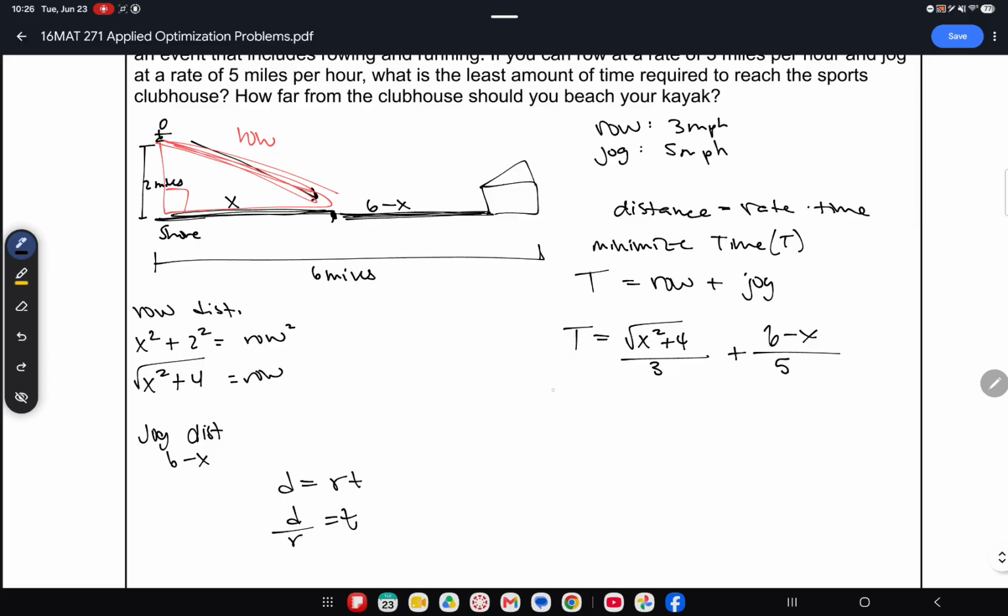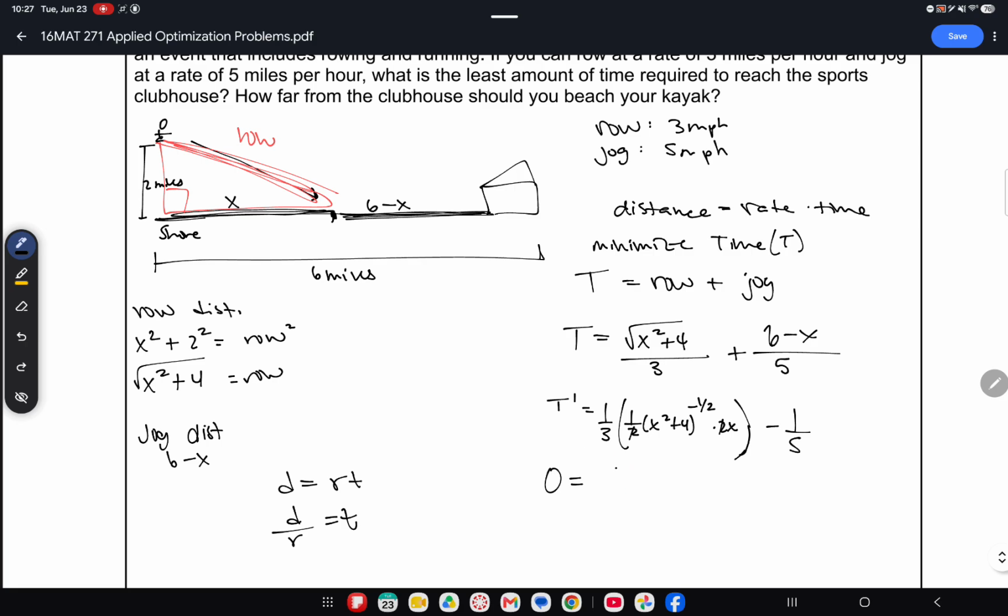So now I want to minimize that. So let's take a derivative. I'm going to do a couple things here. I'm going to make that a 1/3 multiplier and then do the derivative of this, which is going to be 1/2 x squared plus 4 to the negative 1/2 times 2x. And then 6/5 is a constant, and negative 1/5 x, the derivative, is just negative 1/5. Okie dokie. So these 2's will cancel out. I'm going to clean this up. I know I'm going to set it equal to 0.